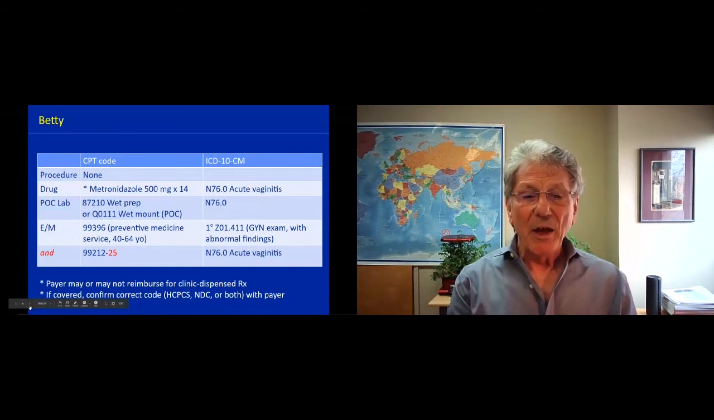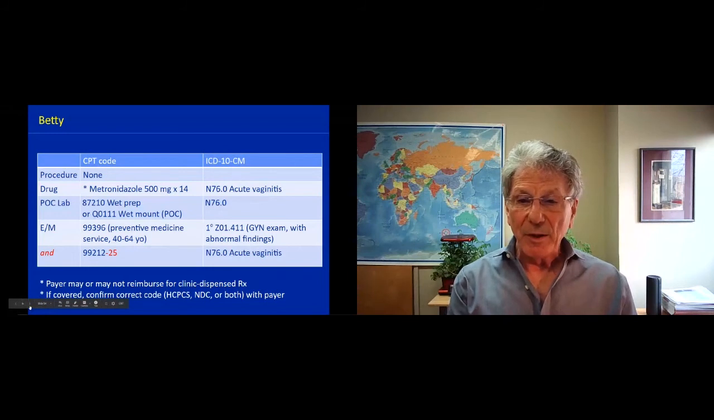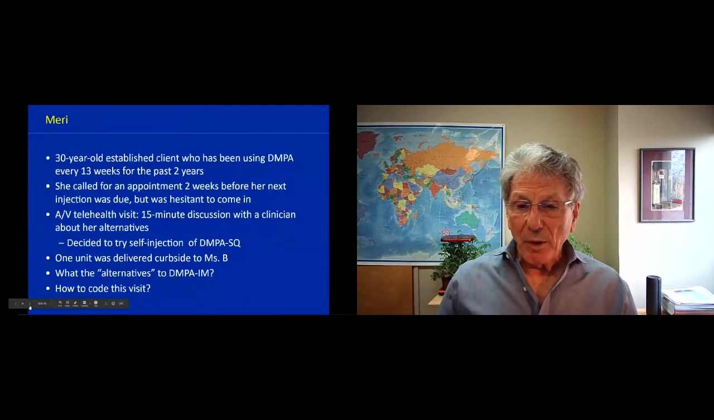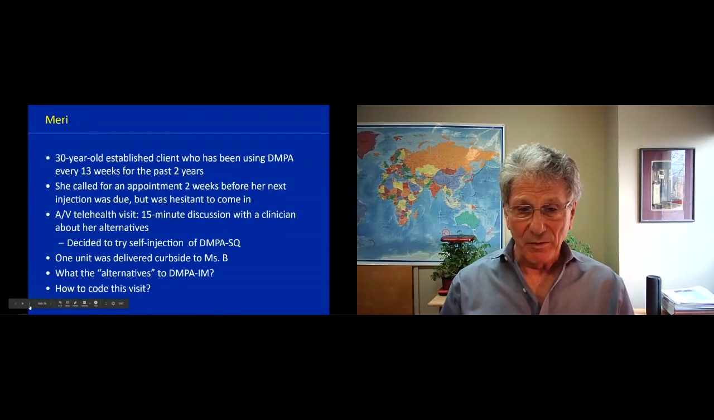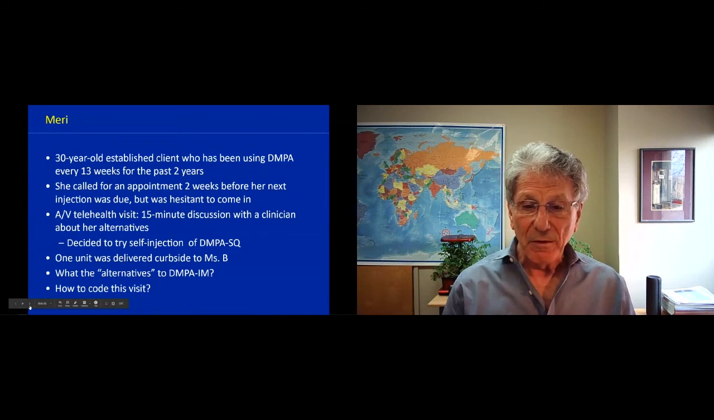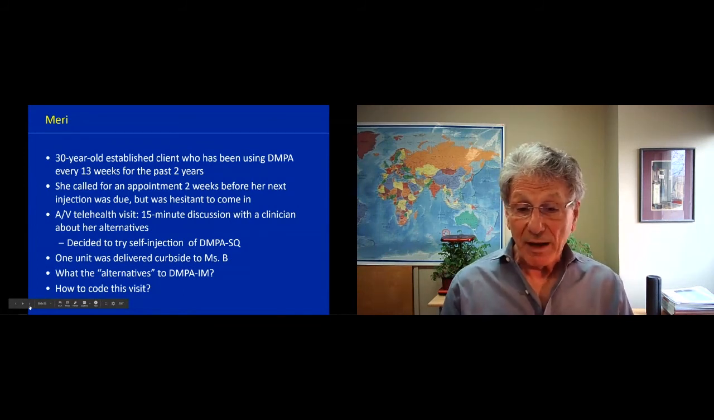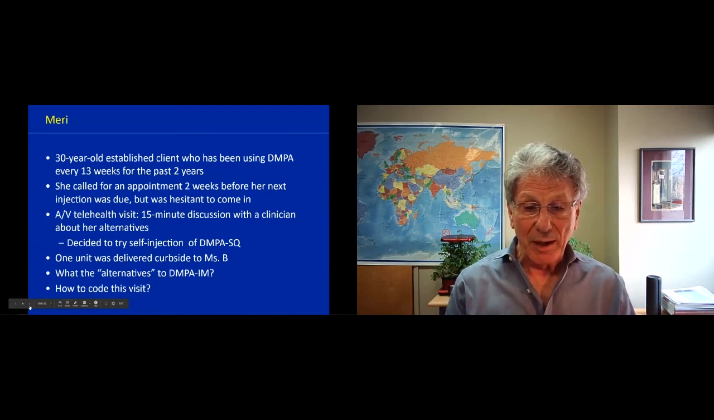Okay, Mary's a 30-year-old established client who's been using DMPA every 13 weeks for the last 2 years. She called for an appointment 2 weeks before her next injection was due, but really didn't want to come in because of the stay-at-home order. So instead, she had an audio-video telehealth visit, a 15-minute discussion with a clinician. She actually decided to try self-injection of Depo Sub-Q, as we talked about a few hours ago. And one unit was delivered curbside to Mary. That should say Mary instead of SB.